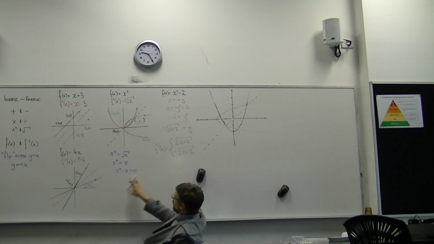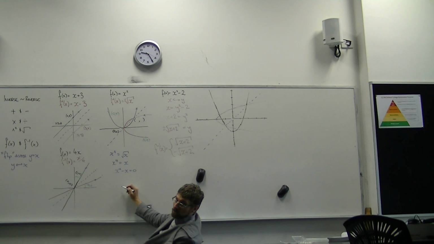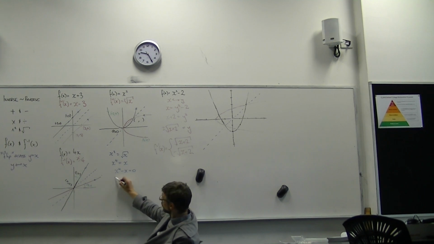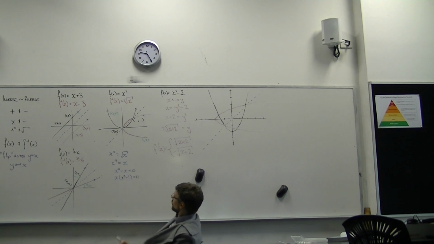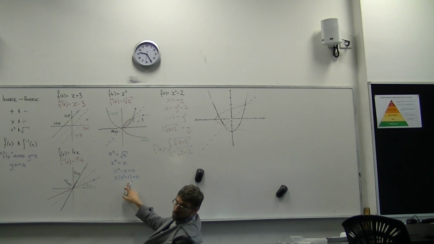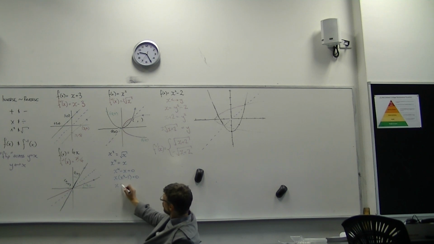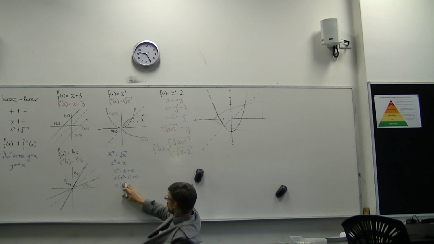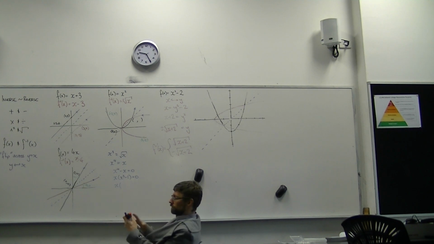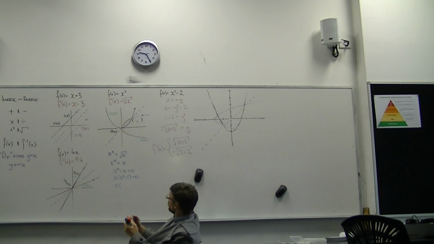I want to factorise this. How can you factorise it? Everything's got an x in common, so take out a common factor of x. Okay, x cubed minus 1, well that's a difference of 2 cubes, if we remember that. We'll write out the difference of 2 cubes.